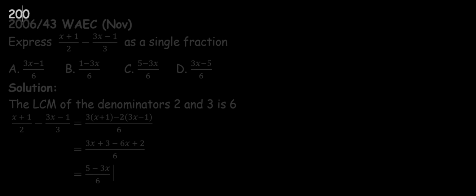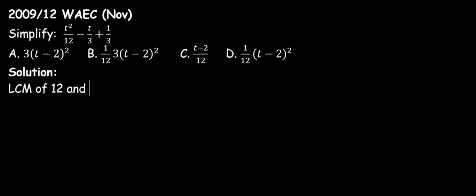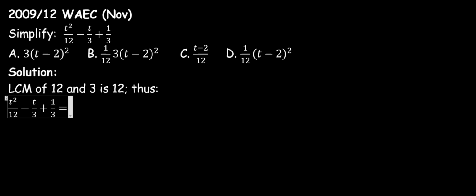Another example. Simplify t squared divided by 12 minus t divided by 3 plus 1 divided by 3. The options are given. Solution. The LCM of the denominators 12 and 3 is 12. Thus, our given problem, which is t squared divided by 12 minus t divided by 3 plus 1 over 3, becomes equal to, our denominator is 12, which is the LCM. And when 12 divides 12 for the first item, we are left with 1. 1 times t squared will remain as t squared.